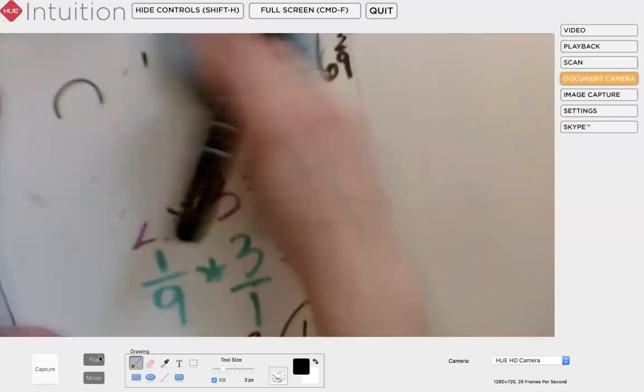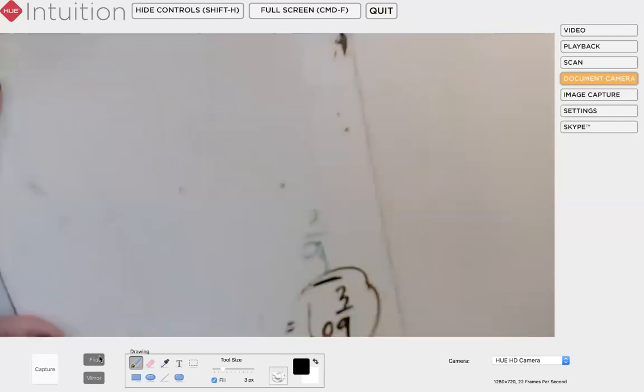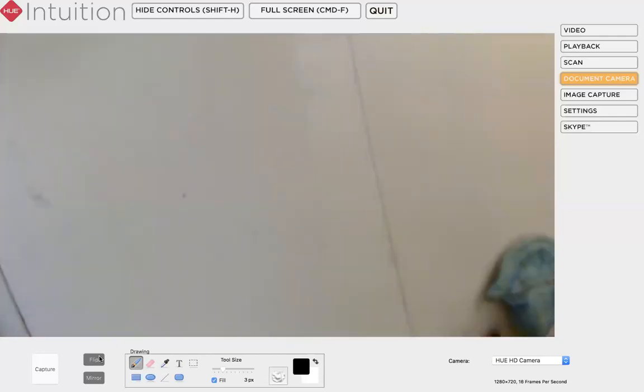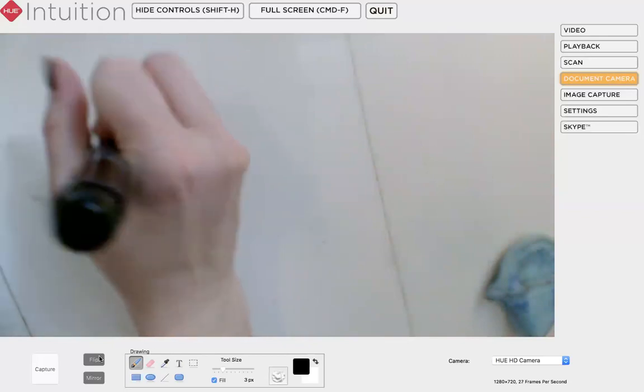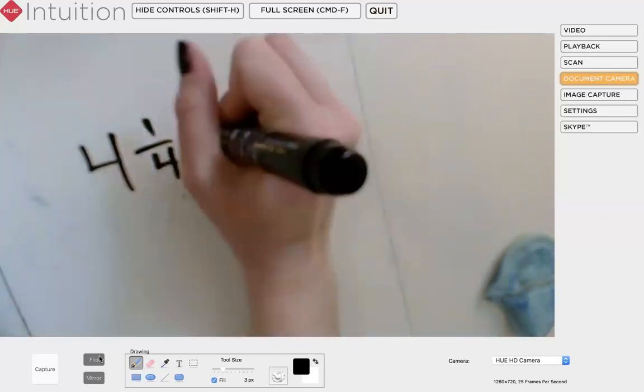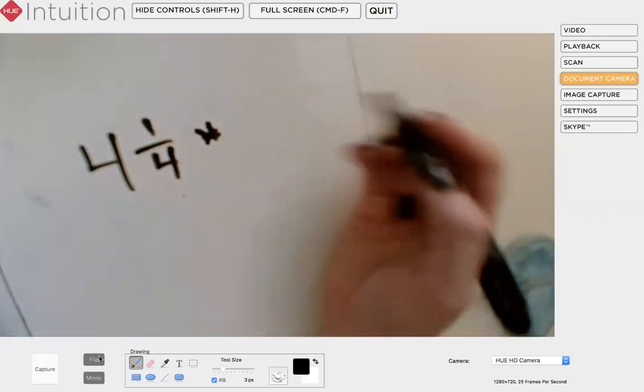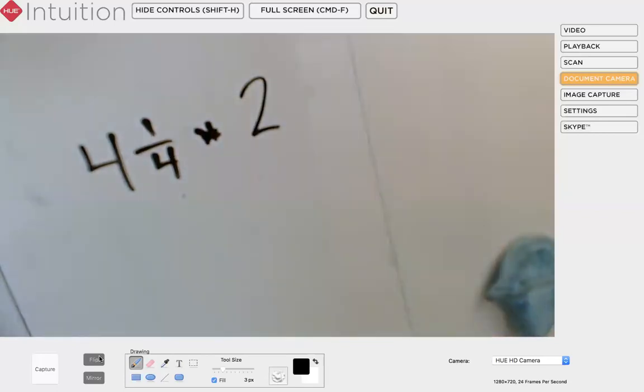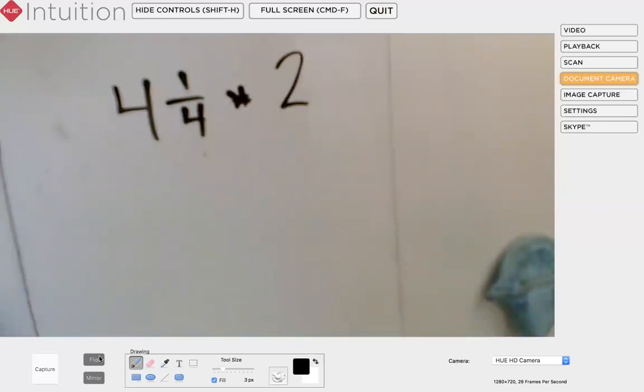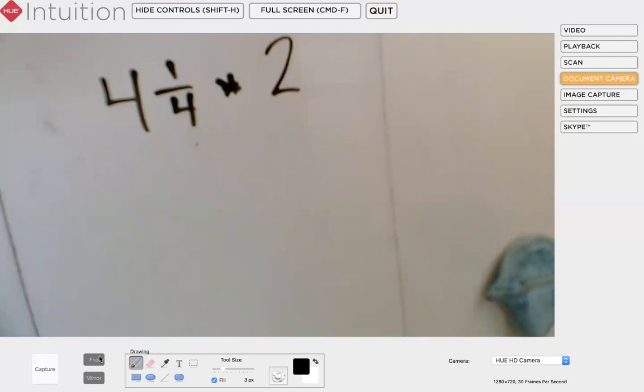All right, let's see if you guys can try one. See if you can try this one by yourself. Okay. 4 and 1/4 times 2. Take a moment and see if you can multiply this by yourself.